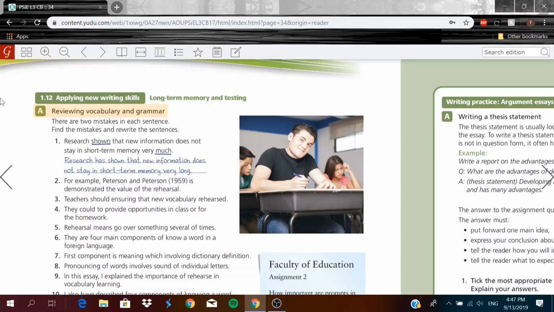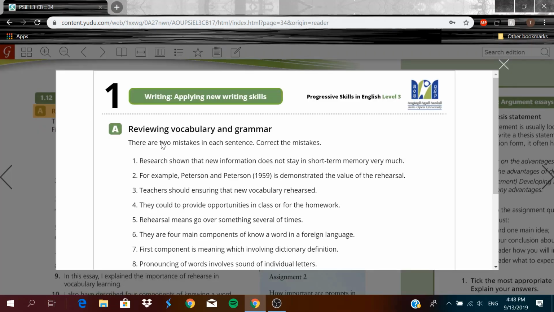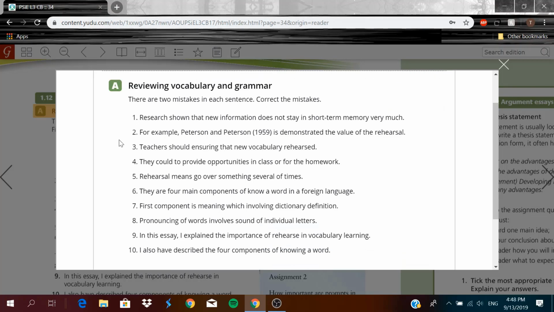Alright, you guys, so now moving on to the next page, here we have 1.12, applying new writing skills, long-term memory, and testing. Okay, so again, we have reviewing vocab and grammar this time. So let's take a look. Here we have, there are 2 mistakes in each sentence. Correct the mistakes.